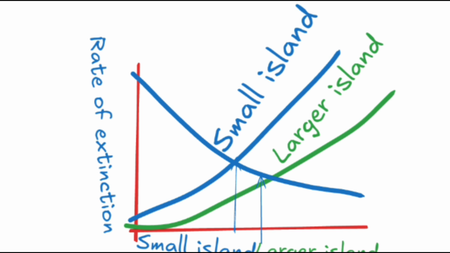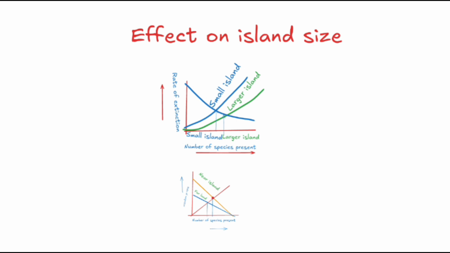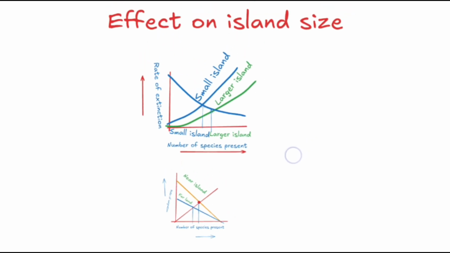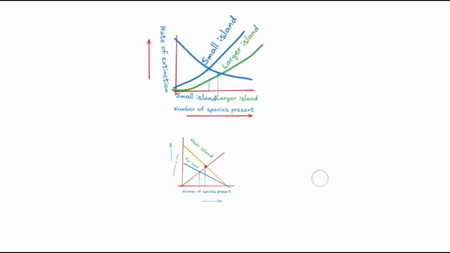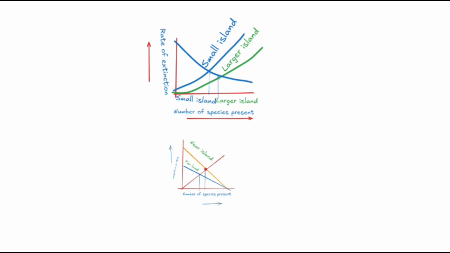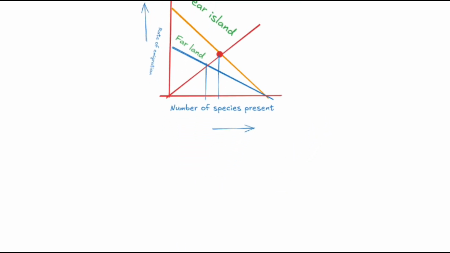If there is a larger island, the probability of extinction is reduced because there is a large habitat area and more resources for colonization of the particular species. So the lower rate of extinction on a larger island will result in a higher equilibrium number of species as compared to the small island.